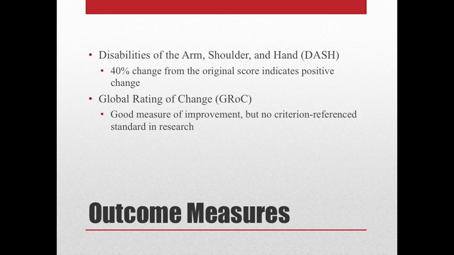When measuring our patient's progress in the clinic, it's important to utilize outcome measures that have been validated by research. One of these is the Disabilities of the Arm, Shoulder, and Hand, commonly referred to as the DASH. New research has found that a 40% change from the original score on the DASH will indicate positive change in our patients. Important to look at a percentage change rather than a raw score change.